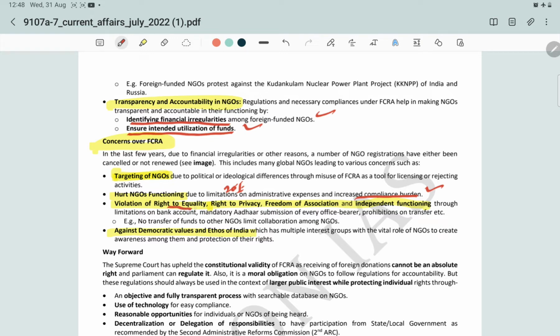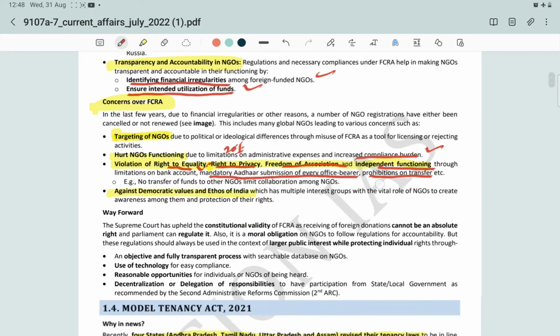Violation of right to equality, right to privacy, freedom of association and independent functioning through limitations on bank accounts, that is mandatory Aadhaar submission of every office bearer, and prohibitions on transfer of funds to other NGOs, which limit collaboration among NGOs. It is against democratic values and ethos in India, which has multiple interest groups with a vital role for NGOs to create awareness among them and protect their rights. What is the way forward?